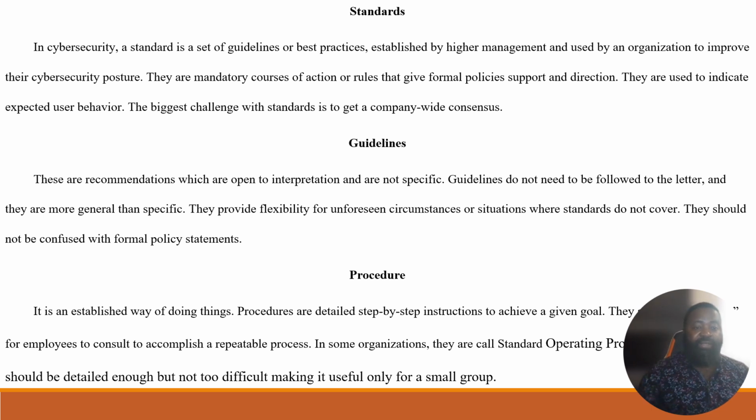Procedure. It is an established way of doing things. Procedures are detailed step-by-step instructions to achieve a given goal. They act as a cookbook for employees to consult to accomplish a repeatable process. In some organizations, like the one I work for, they are called standard operating procedures, or SOPs. They should be detailed enough but not too difficult, making them useful only for a small group.